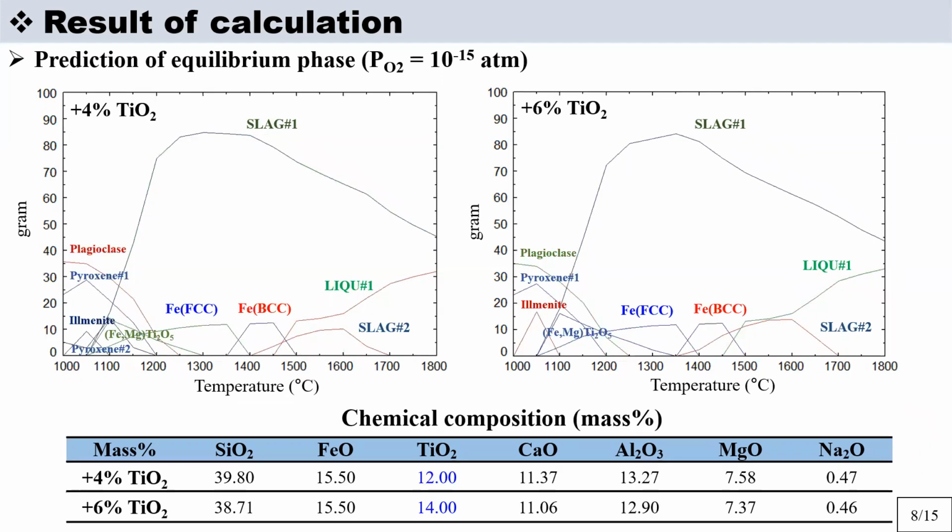Similarly, when the TiO2 increases further, plus 4% and plus 6% of TiO2, we can see that the amount of slag 2 increases like this. In addition, whenever TiO2 increases, the formation temperature of slag 2 decreases like here.